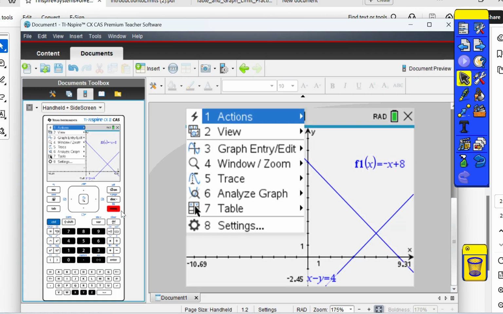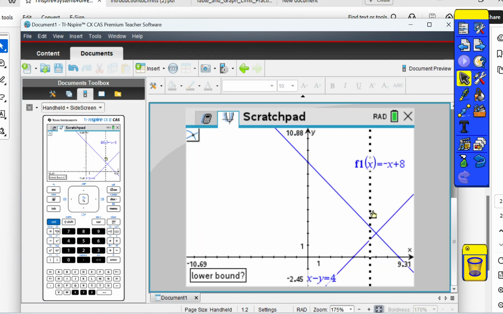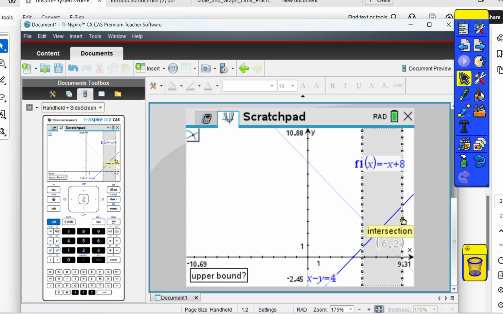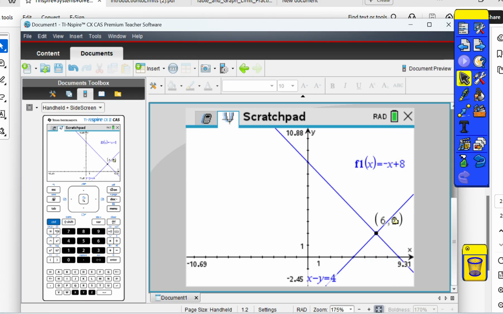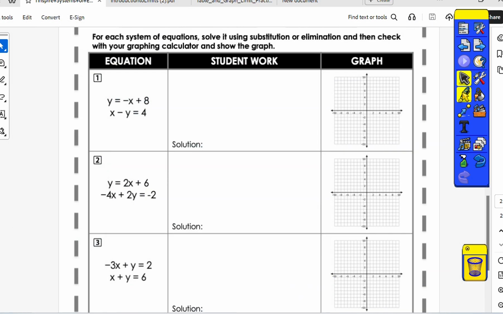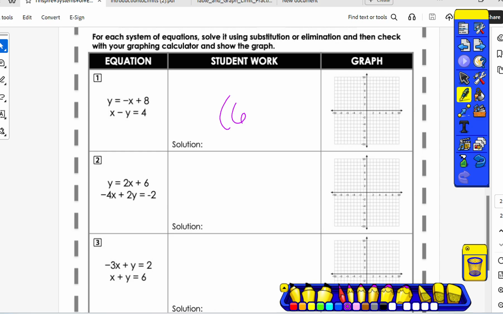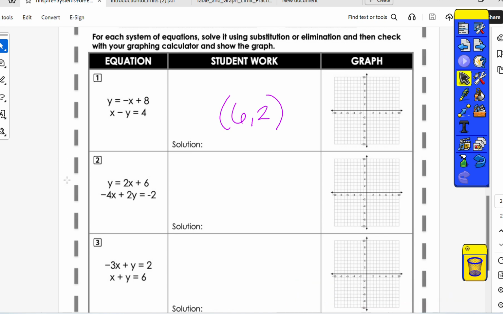I'll go menu, analyze, intersection. I'm going to click anywhere to the left of where they cross. Yeah, actually click it. Then I'm going to move over to the right and click. You should see 6, -2 pop up, right? Okay, we're not going to draw a sketch. Let's just write our answer in here, 6, -2. It's a lot faster than having to do it any of the other ways. And it's especially nice that we don't have to solve for y. Like I said, there's going to be ones that aren't solvable anyway.